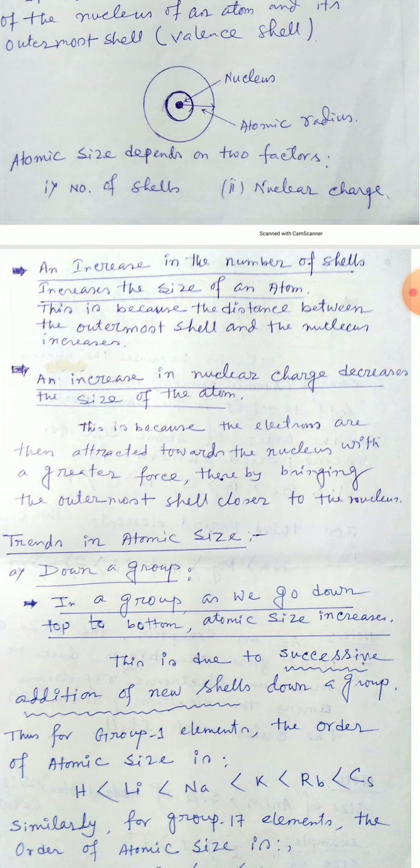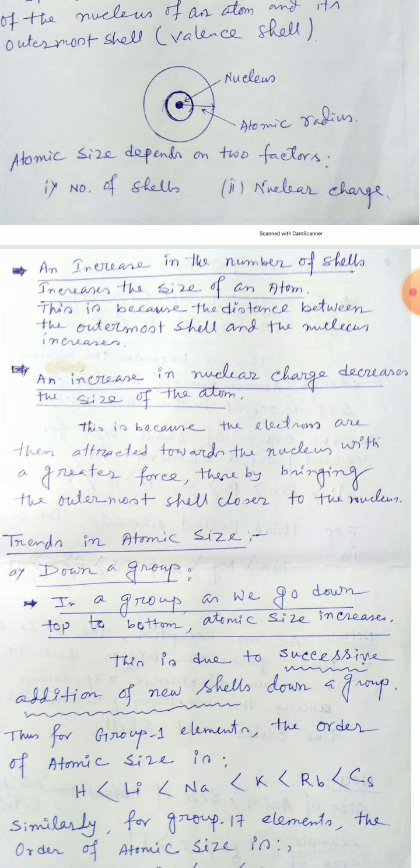You have to remember, an increase in the number of shells increases the size of the atom. This is because the distance between the outermost shell and the nucleus increases. So when the number of shells increases, the distance between the nucleus and the outermost shell increases. That's why atomic size increases.